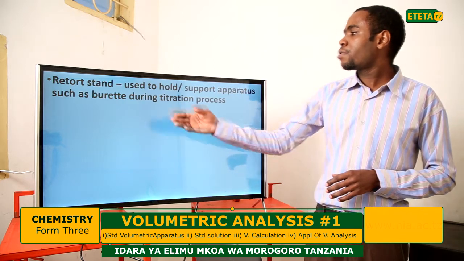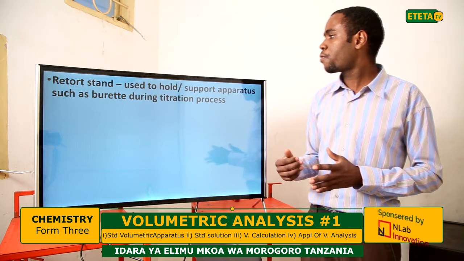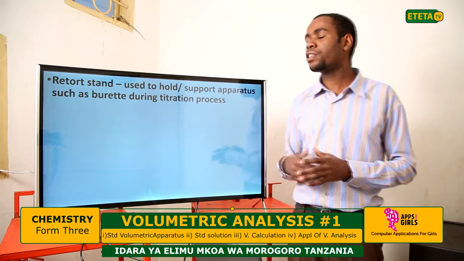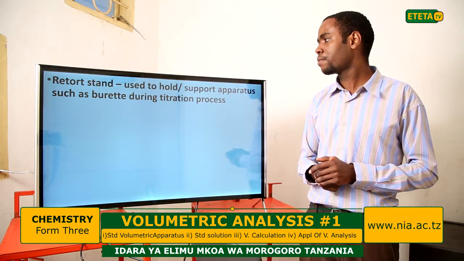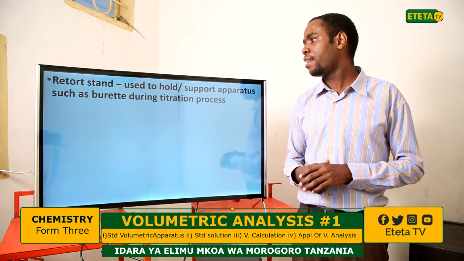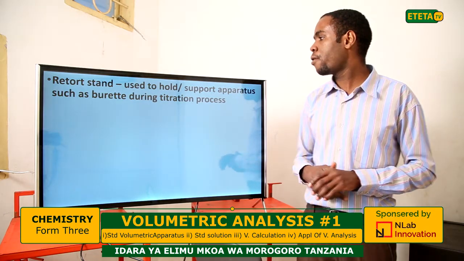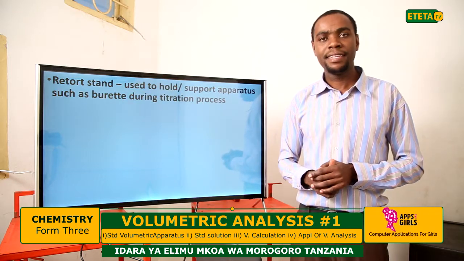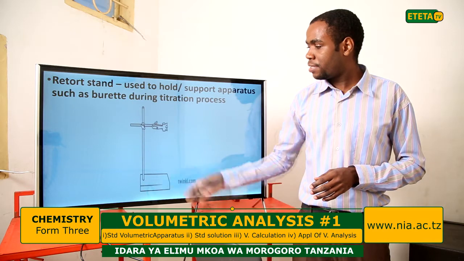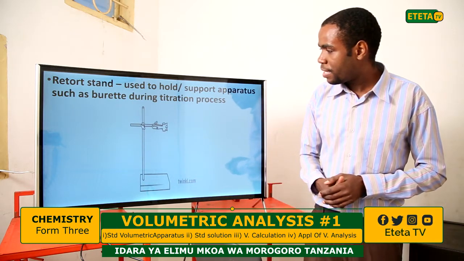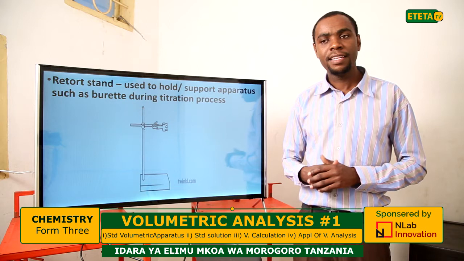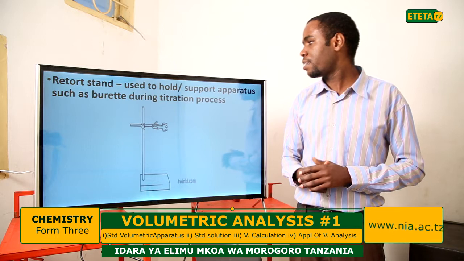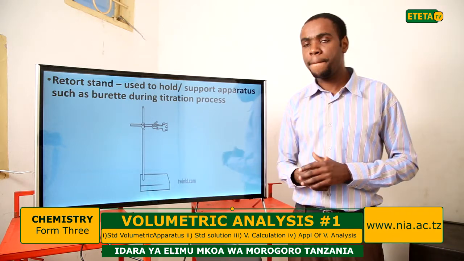Another is the retort stand. The function of the retort stand is to hold or support apparatus such as the burette during the titration process. Now, apparatus like the burette are held or supported by the retort stand. This is the diagram of a burette on a retort stand. This retort stand is very important during the titration process as it is supporting the burette.